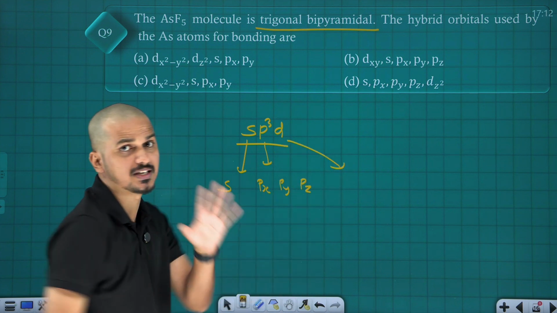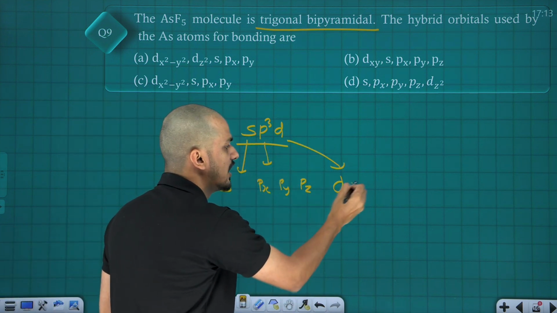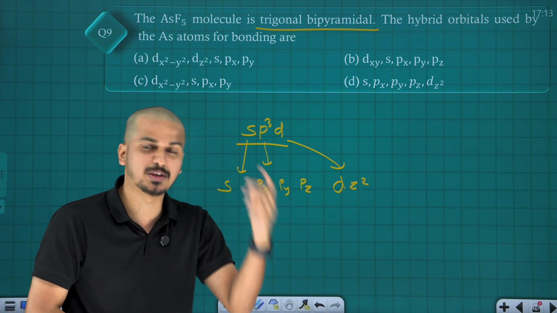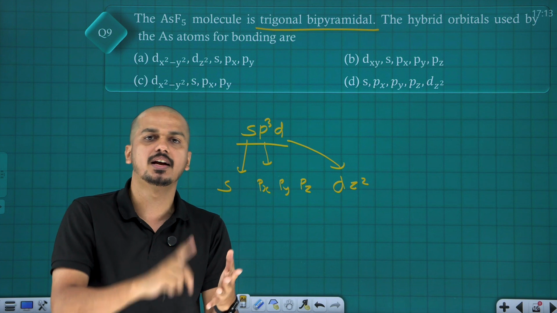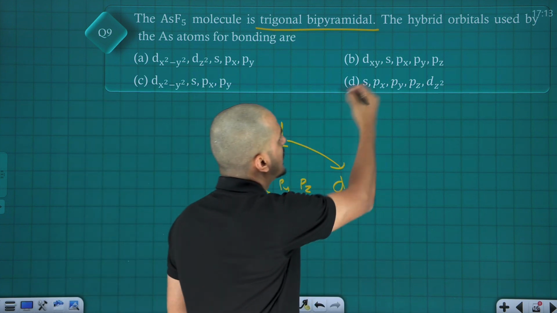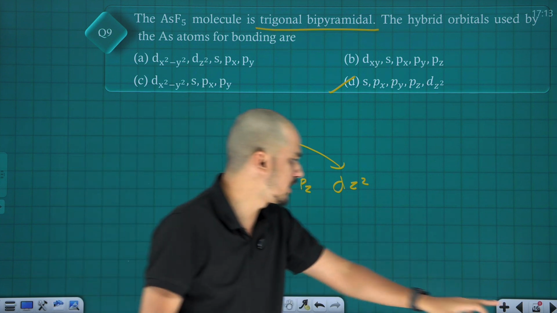D means 5 orbitals are there. Out of that, which one will we take for sp3d? dz square, because the z axis is the main axis we are considering. In the case of sp3d2, it means dz square and dx square minus y square. Keep that idea in mind. So our answer is s, px, py, pz, dz square. Don't forget the idea.